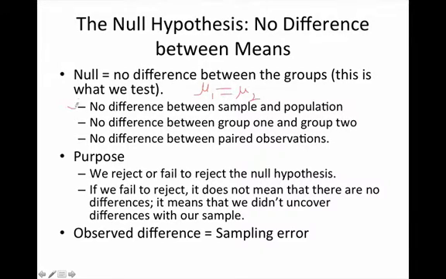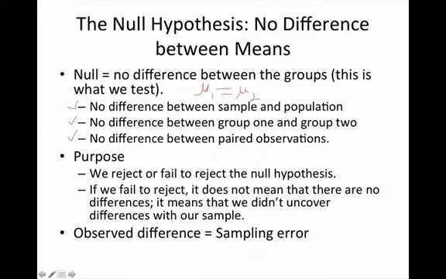In this case right here, we're dealing with mu1 representing the sample and mu2 representing the population. If I'm testing for differences between means, then I'm testing that there's no difference between group 1 and 2, in which case this parameter represents group 1, and this parameter represents group 2. And lastly, if I'm testing that there's no difference between paired observations in terms of my pretest and post-test example, this would be my mean at pretest, and this would be my mean at post-test.